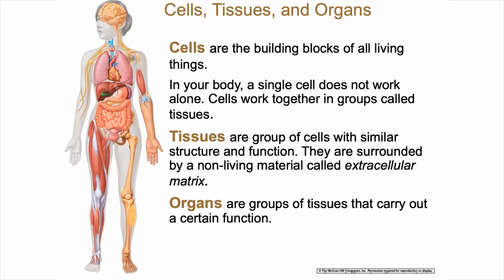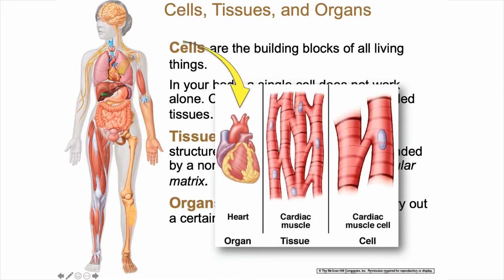And just so that we're all on the same page, just a brief overview. Cells are the building blocks of all living things, but single cells don't work alone. Cells work together in groups called tissues, and then tissues come together and work as organs. So, for example, the heart is an organ that's made up of cardiac muscle tissue, and the tissue is made up of cardiac muscle cells.